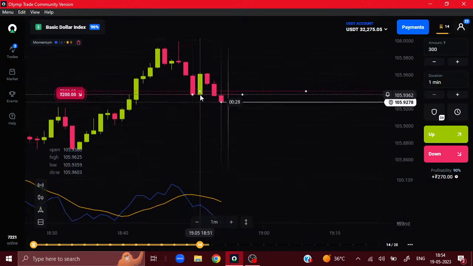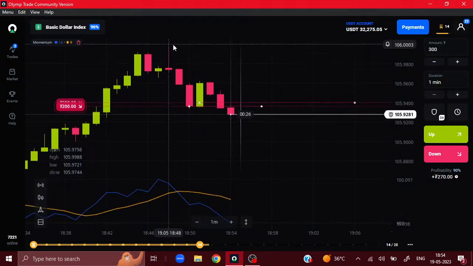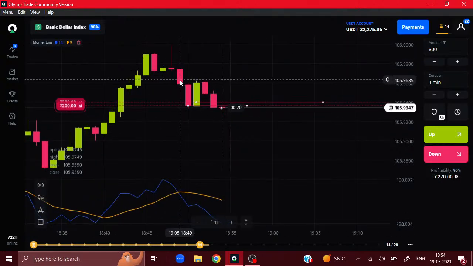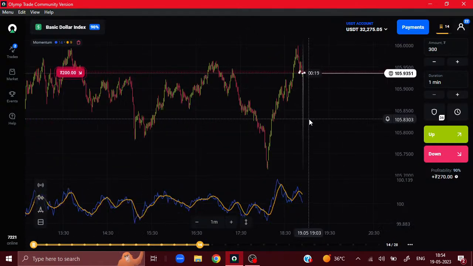So price action is always superior. You are able to find a gravestone doji candle here. Let us wait patiently on this one.